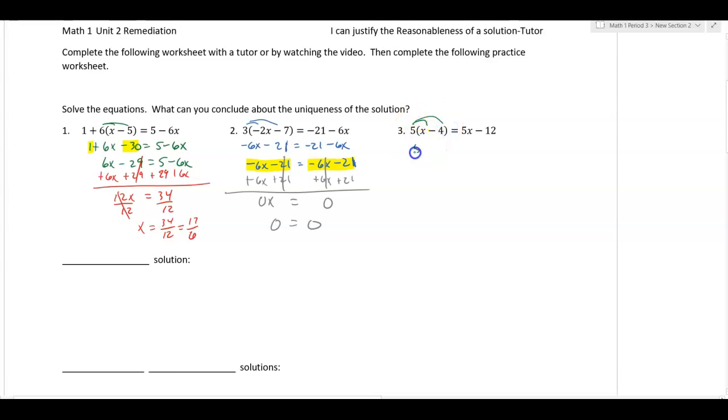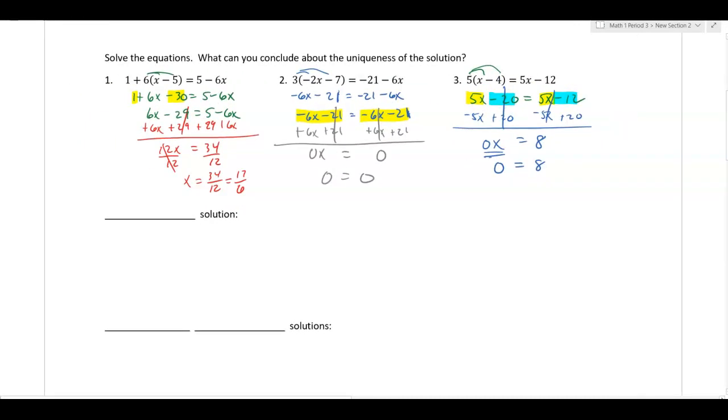Here I'm going to distribute: 5x minus 20 equals 5x minus 12. Now notice here, the x terms are identical, but the constants are not. When I solve this, if I subtract 5x and add 20, I get 0x equals 8. Now, 0 times x is 0, meaning I cannot multiply x by anything to give me 8, because 0 times x is always going to be 0. 0 is equal to 8.